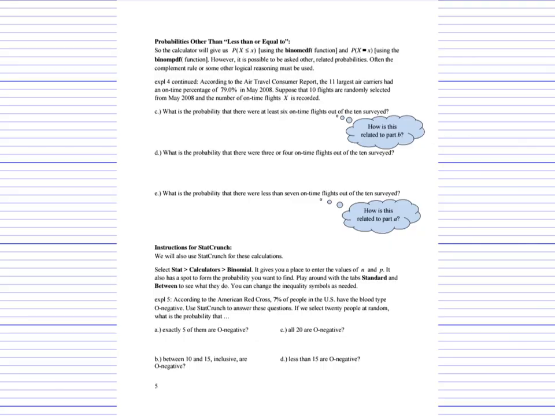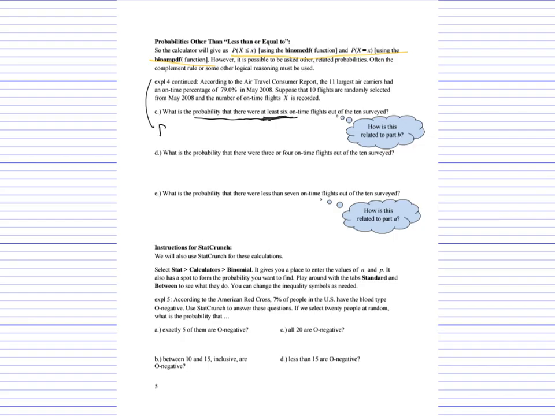Okay, we have seen probabilities with less than or equal to before. We had to use some complement rules or some other logic, and you're going to see that same thing here. We're also going to be able to use our CDF and our PDF binomial functions to great effect. Okay, so let's do 4C together. We have the same setup, and we are simply finding the probability that there were at least 6 on-time flights.